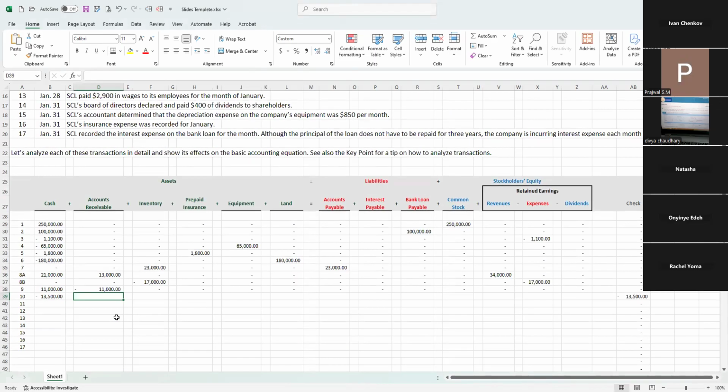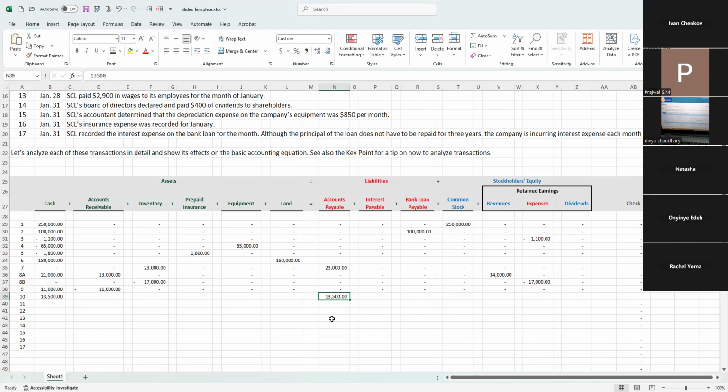Where will accounts be affected? What are we going to reduce now? Accounts payable, with the same amount, minus 13,500. So what's happened in this case? Our cash is going down, but our debt, our accounts payable liability, also goes down. Make sense? Yes.